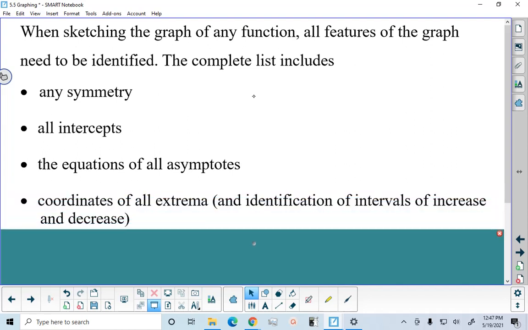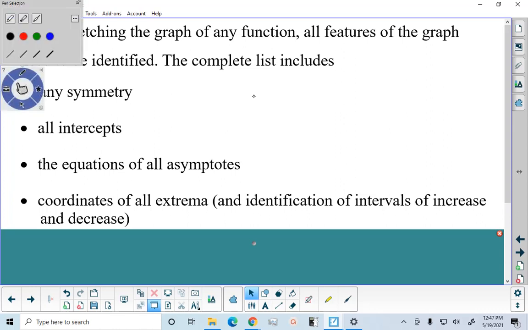You have to determine the coordinates of all maxima and minima, and in order for you to do that, you have to find the first derivative. You need to complete a first derivative chart. So in the end, you look at the chart to determine the coordinates of max and min points. But along the way in that chart, you also identify where the function is increasing and where the function is decreasing. And that's just as important as knowing the coordinates of the points that are max or min values.